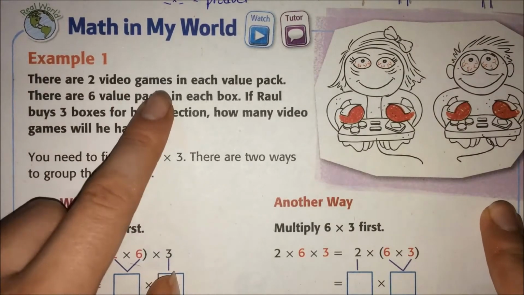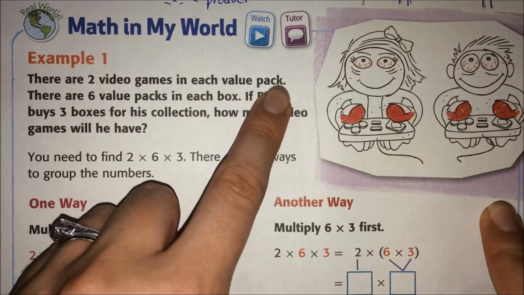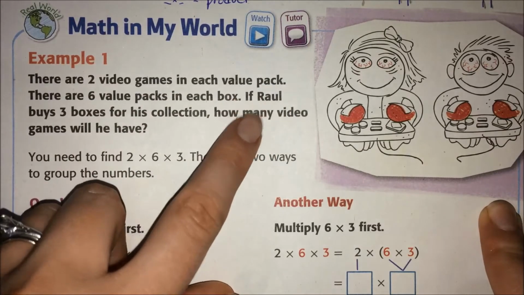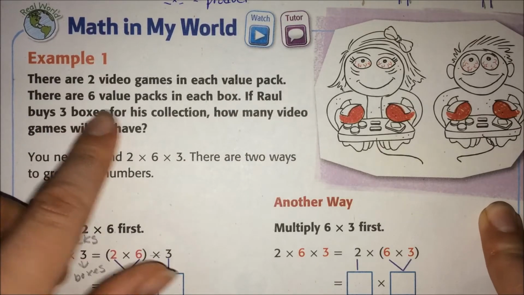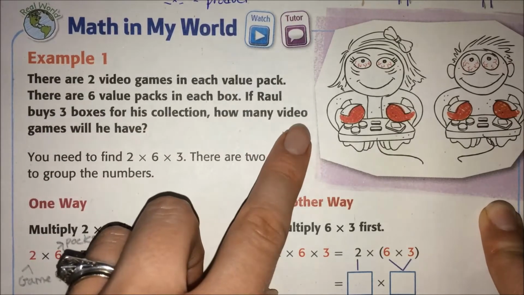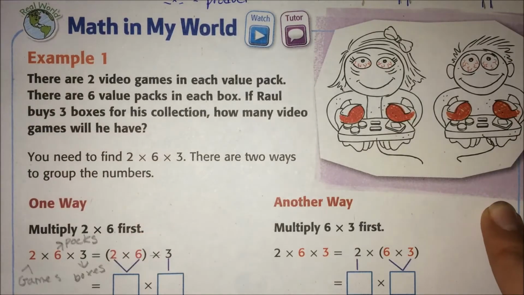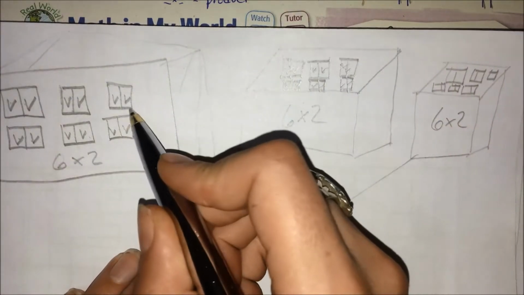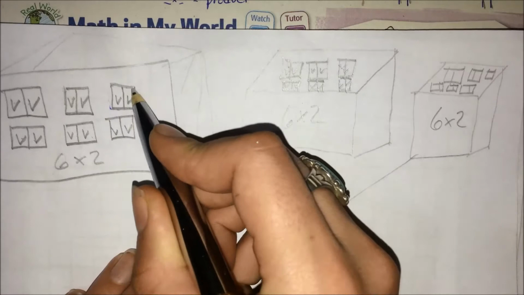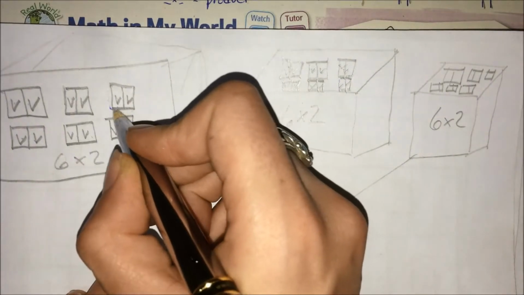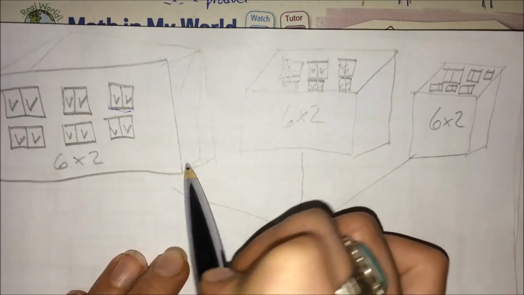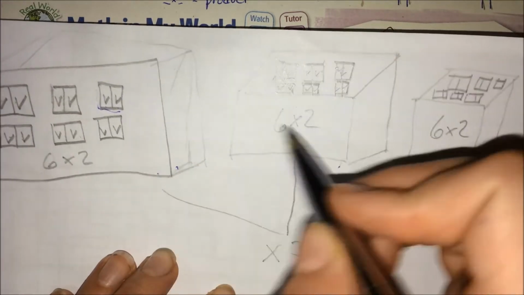There are 2 video games in each value pack. There are 6 value packs in each box. If Raul buys 3 boxes for his collection, how many video games will he have? And you guys know I'm such a math nerd, so I did a little bit of drawing to explain this. In a value pack, so one pack, there's 2 games, so I use a V. And there's 6 packs in a box. And then there's 3 boxes, 1, 2, 3.